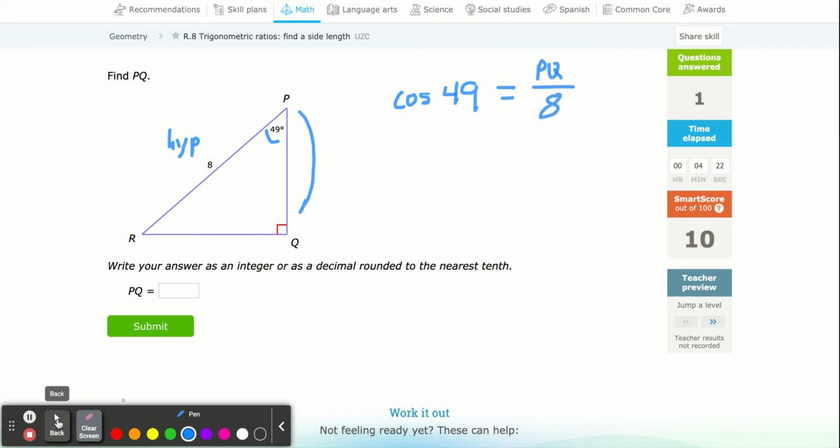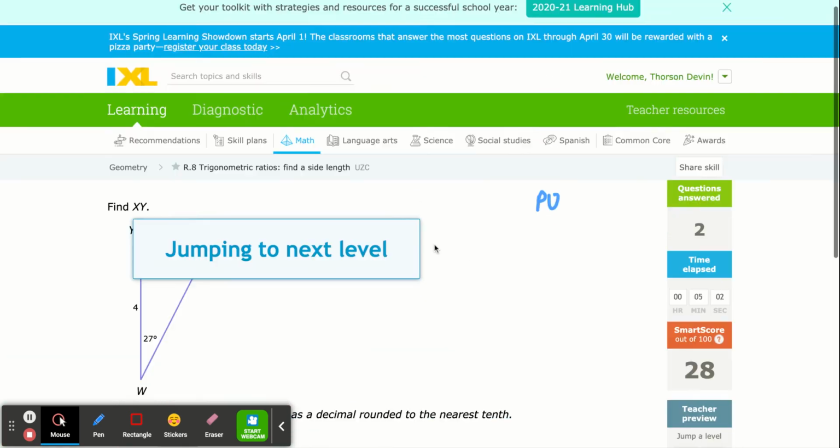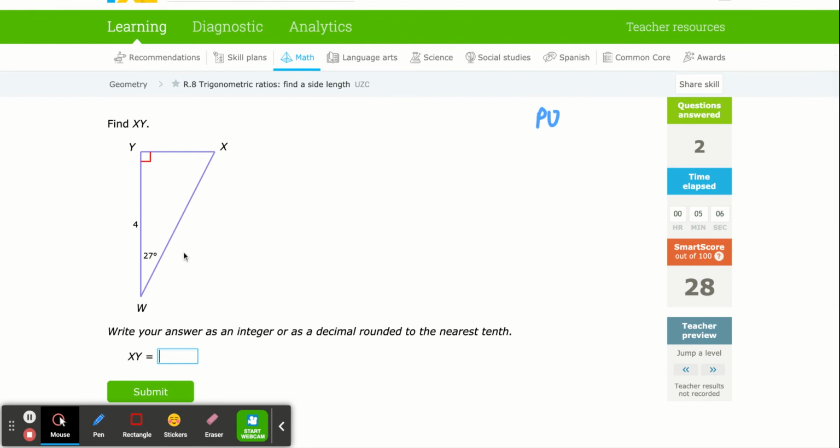So I grab my calculator and solve for the cosine of 49, which is 0.65, times 8, and I find out my side length. So 0.65 times 8 is 5.2, rounded to the nearest tenth. Again, I'm using my hypotenuse, so I'm going to either use sine or cosine. I'm going to jump ahead to show you when I get one like this one here. Yes, I do not know my hypotenuse, but I'm not asked for my hypotenuse.